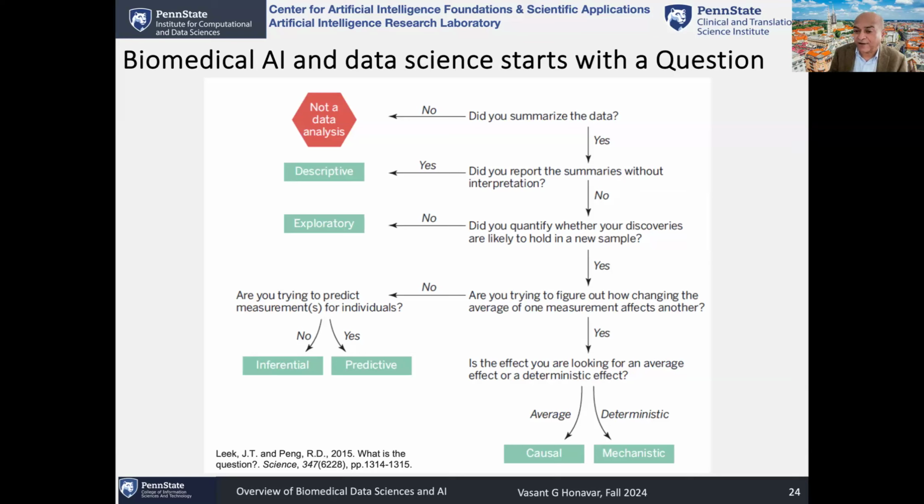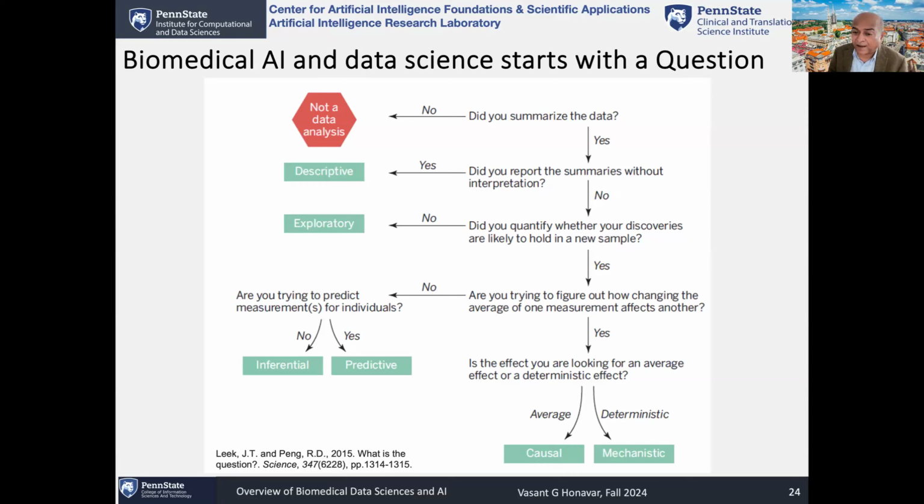But if you want to quantify whether your discoveries are likely to hold in a new sample beyond the one that you looked at, then you are in the realm of statistics. You're trying to figure out how changing the average of one measurement affects another. If you're not interested in a causal mechanism, but just trying to predict the measurements for individuals, for example, looking at a patient's health record and predicting, let's say, the risk of cancer, then it could be a predictive study or it could be an inferential kind of study.